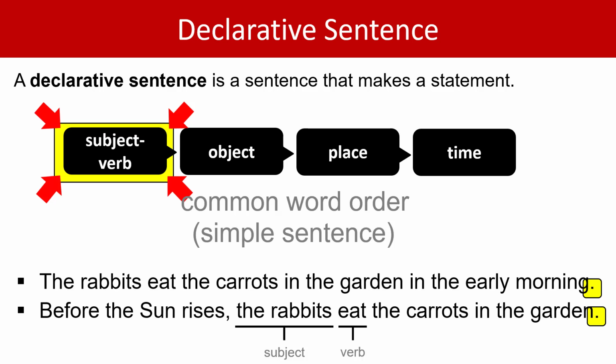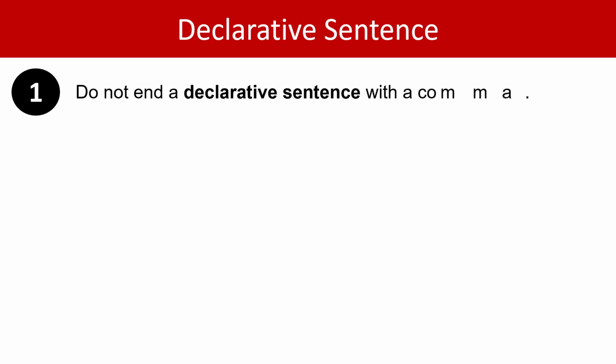Let's clear that. That is nearly everything I want to say about declarative sentences and how to spot them. The next things I want to cover are 3 common mistakes with declarative sentences. The first common mistake, and this one is really common, is do not end a declarative sentence with a comma.